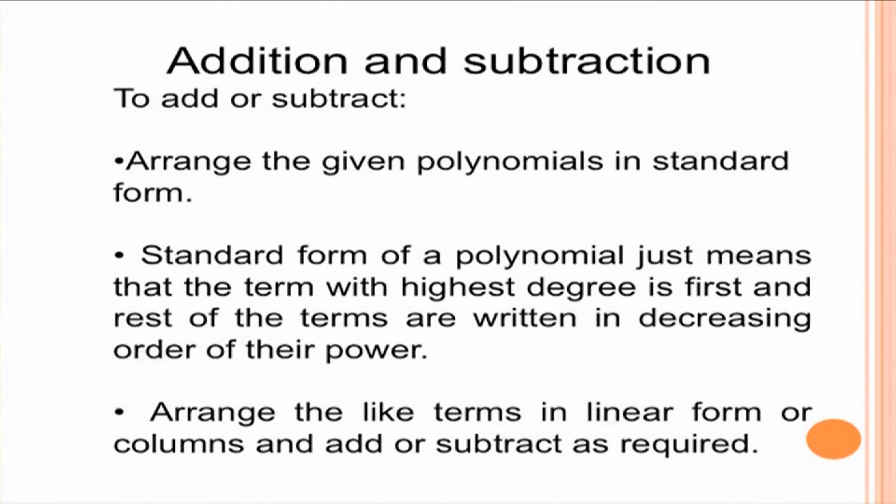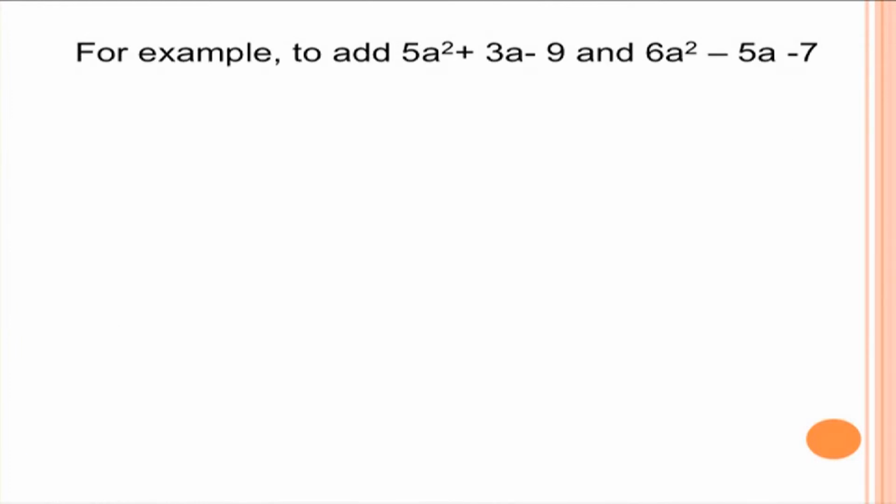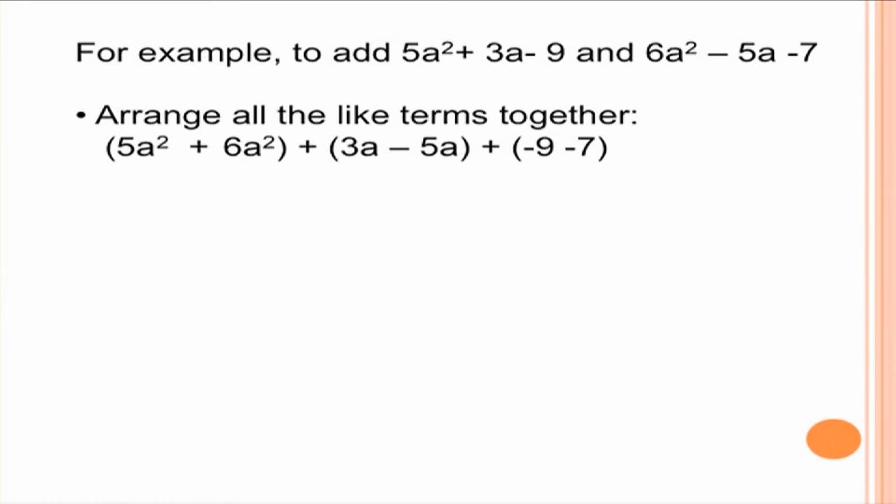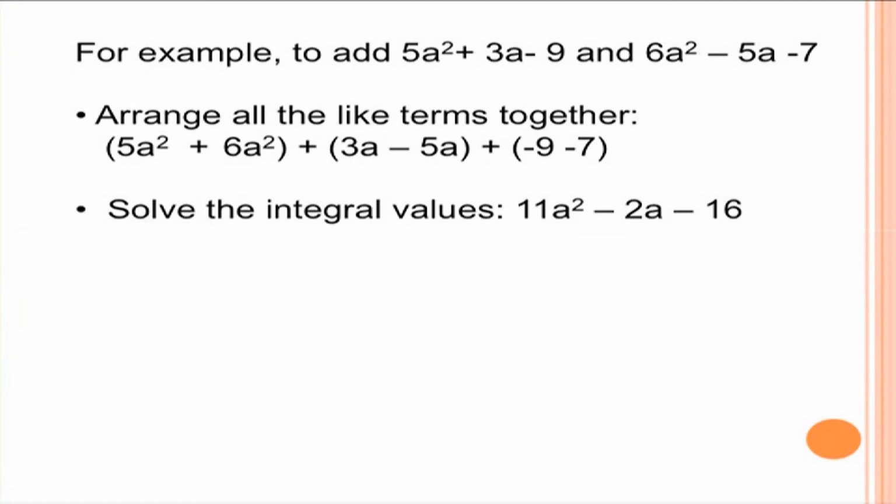Arrange the like terms in lines or columns and add or subtract as required. For example, to add 5a square plus 3a minus 9 and 6a square minus 5a minus 7, we arrange all the like terms together, that is 5a square plus 6a square in one bracket, 3a minus 5a in another bracket, and lastly minus 9 and minus 7 in the last bracket. Now solving the numerical values of each like term, we get 11a square minus 2a minus 16. So this would be the solution by adding the two polynomials.